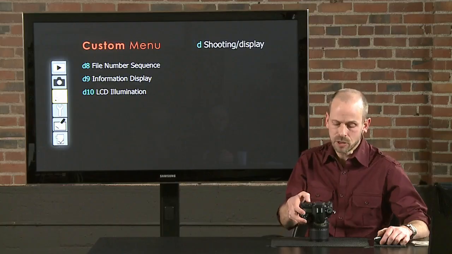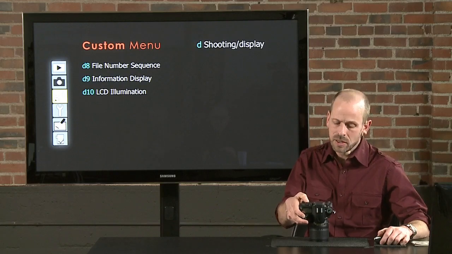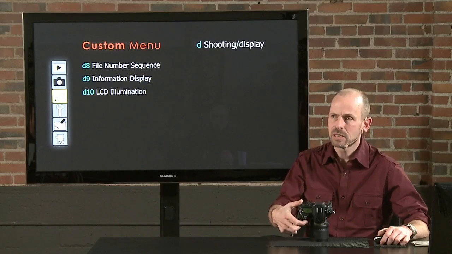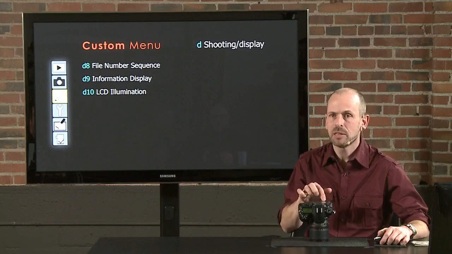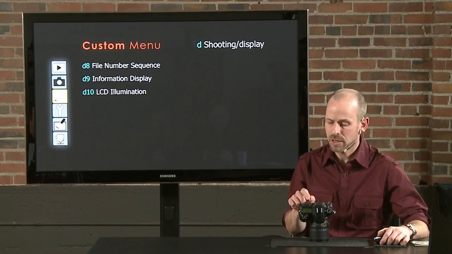The LCD illumination is the next one, and on this one, if you turn it on, the LCD switch around your shutter release will activate the LCD in the back of the camera. Some people might like that, some people might not like it, because normally you would just press the info button to turn it on.